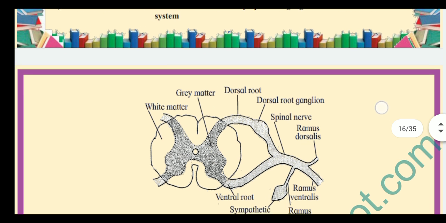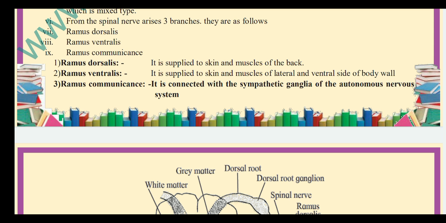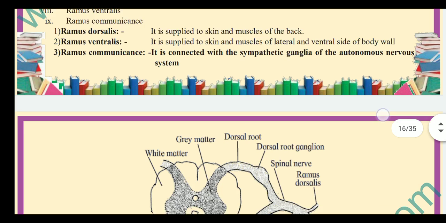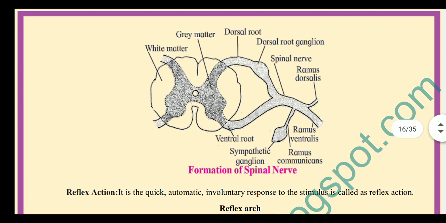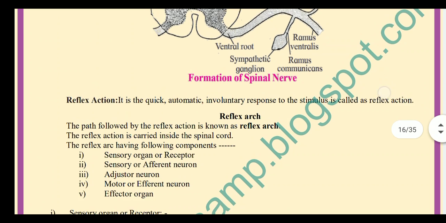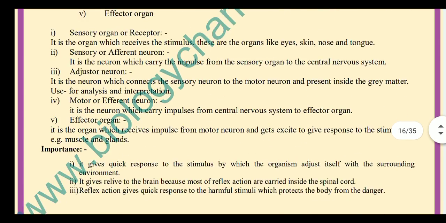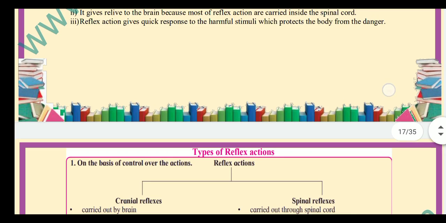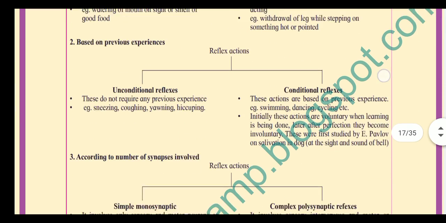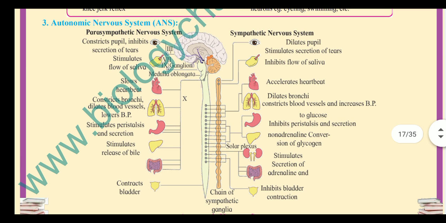The autonomic nervous system we are going to study in the next part. That means ramus communicans is a connecting part between the peripheral nervous system and the autonomic nervous system. Here is the formation of the spinal nerve, which you can check in the diagram. Reflex action is removed from your syllabus for this year, so I am directly turning to the next part of this chapter, that is the autonomic nervous system.